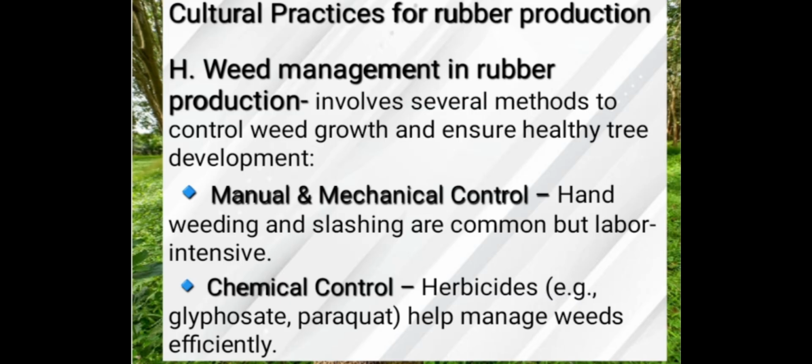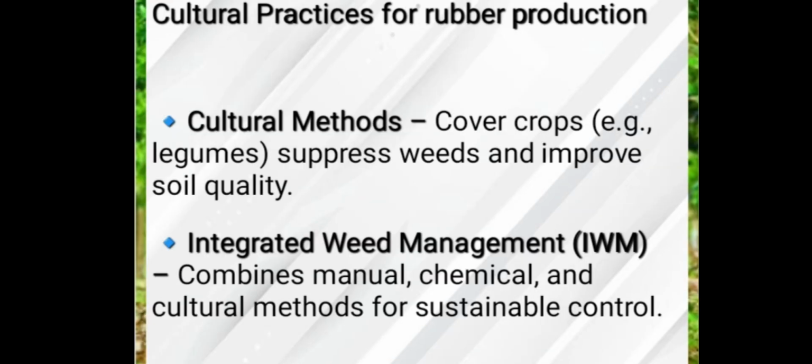Weed management in rubber production involves several methods to control weed growth and ensure healthy tree development. Then manual and mechanical control: hand weeding and slashing are common but labor intensive. Then ang chemical control: herbicides, example ang glyphosate and paraquat, help manage weeds efficiently. Cultural methods: cover crops, example legumes, suppress weeds and improve soil quality. Integrated weed management or IWM combines manual, chemical, and cultural methods for sustainable control.